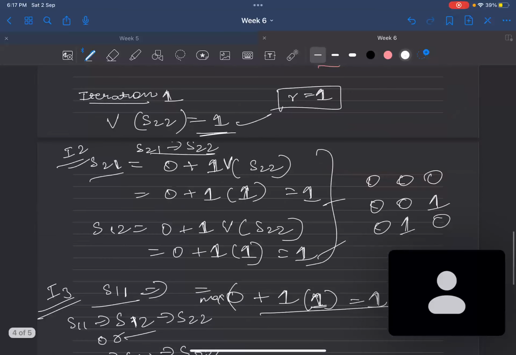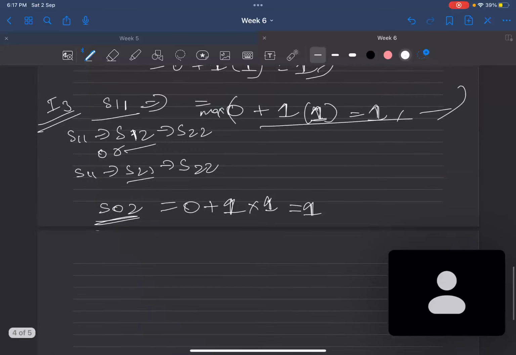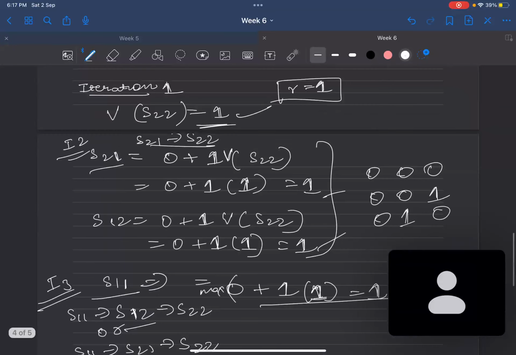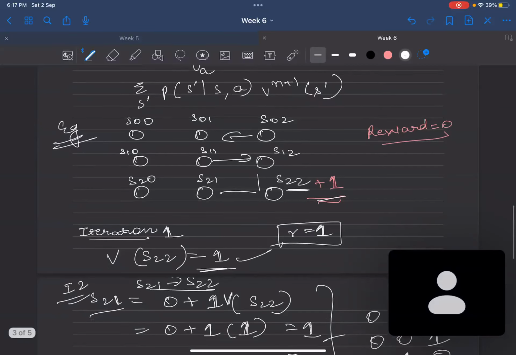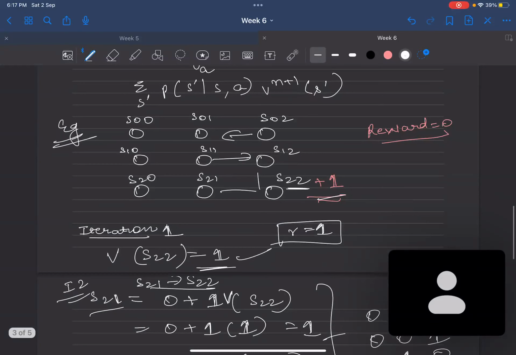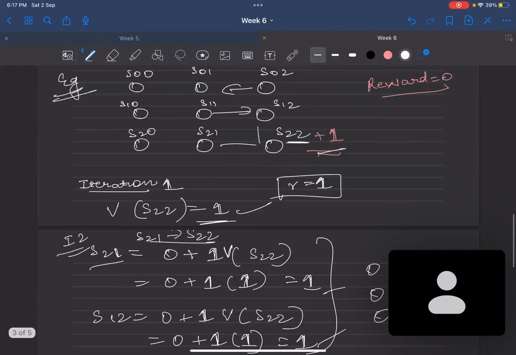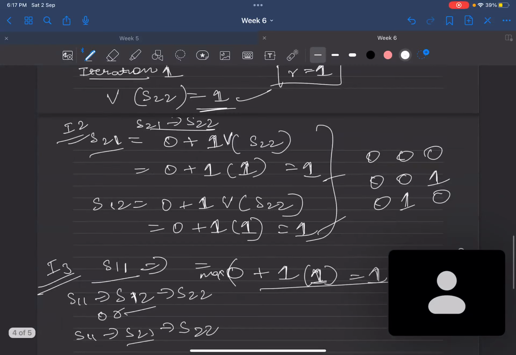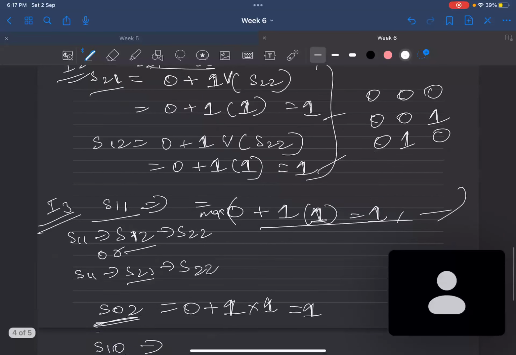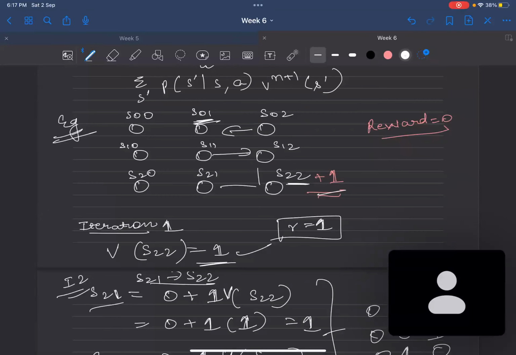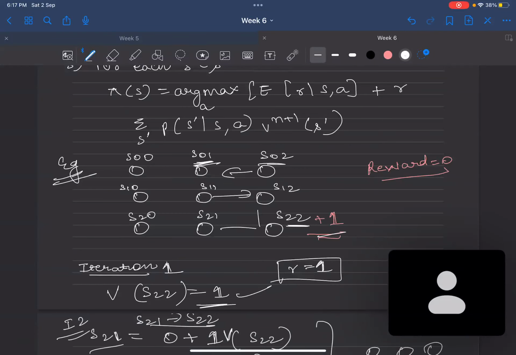Okay, let's proceed. S10. So here it is 0, right? Its max is what? From S02 going to S01, this is the max of this and 0, right? 0 plus 1 into 0. We can't say 1 into 0, because we haven't calculated it; it's initialized to 0. So we'll take the max of 1 and 0, and then we get 1, so that is why we'll go down rather than going left.